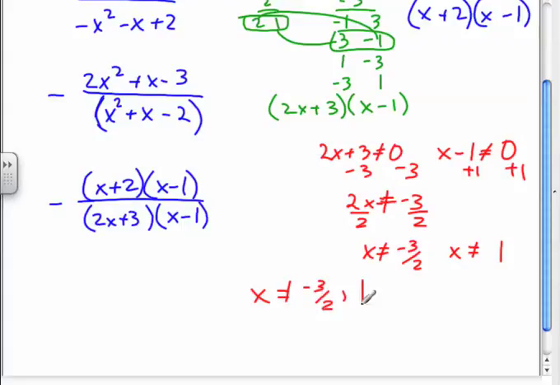Does anybody see a common factor that I can go ahead and get out of there? Anybody see anything? What do you think, Chase? X minus 1. Gone, gone. And I'm left with negative x plus 2 over 2x plus 3.